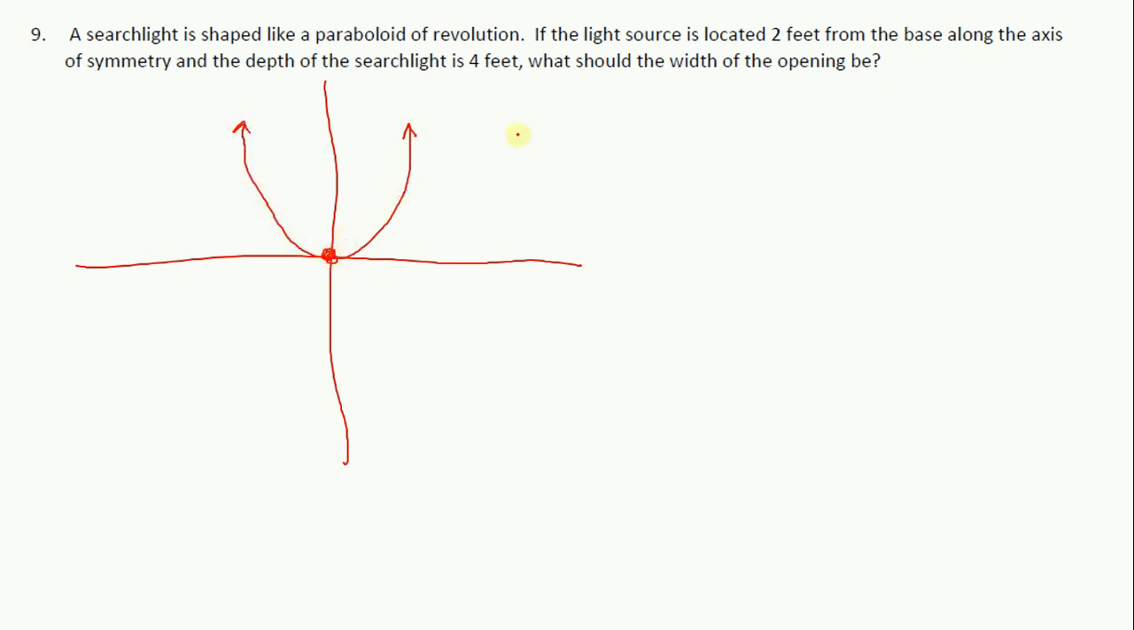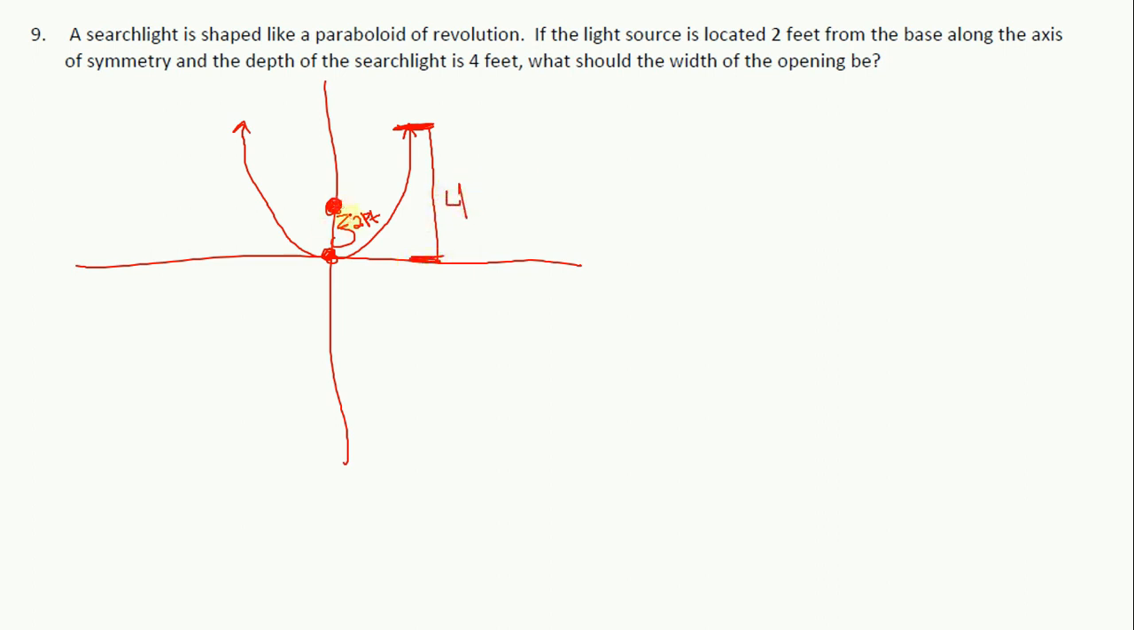So down there. Then they told me the light source is located 2 feet from the base, aka I have a bulb right here, so this is 2 feet. And then they tell me the depth of the searchlight is 4 feet. So that tells me from the top of it down to the bottom of it is 4 feet.